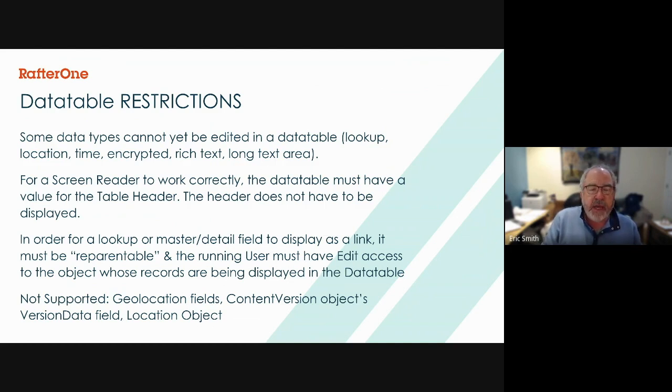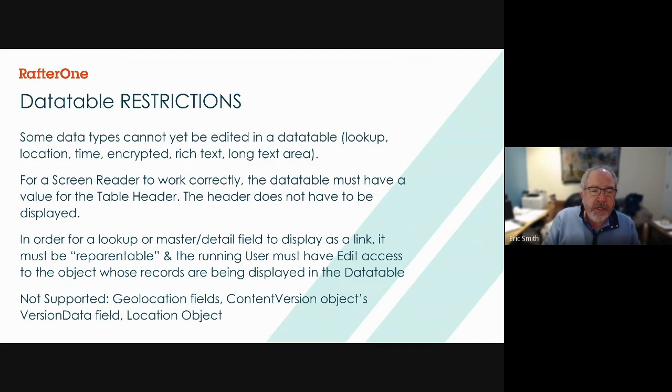For lookup fields, to have that link, the user has to have edit access to the object of the records that are being displayed. And then finally, there's a few things that aren't supported, and this primarily has to do with actual bugs in Salesforce. It kind of trips over geolocation fields, content version. Make sure you don't use the version data field because it's basically a blob of all the information in a file, and it just overloads the flow. You don't need to see that. Just don't include that field when you create a collection of records if you're using the content version object.